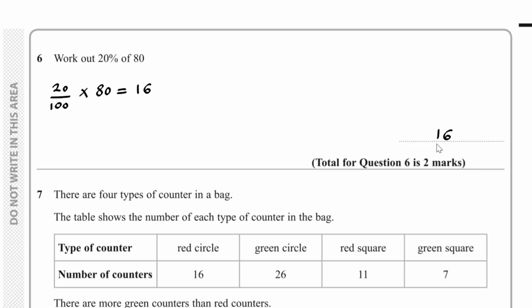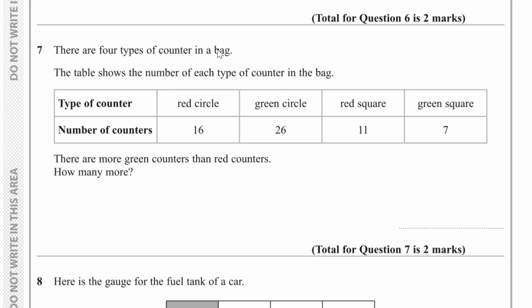Question number 7. There are 4 types of counter in a bag. The table shows the number of each type of counter in the bag, and we have to find out how many more green counters there are than red counters. So to do this, we can find out the total number of red counters. So the total number of red counters, we have 16 circles plus 11 squares. Turns out here we get 27.